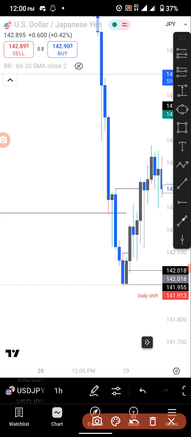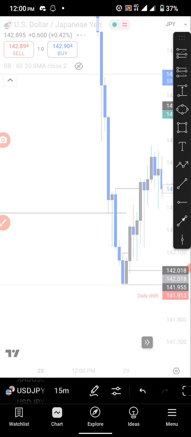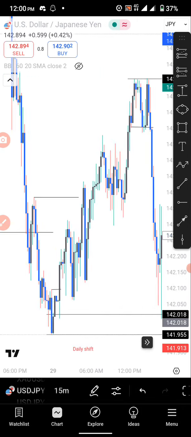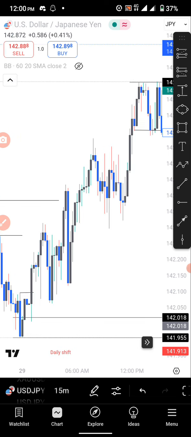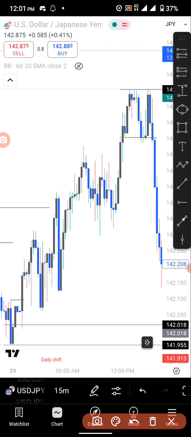So right now we shall shift to M15. M15, are you seeing anything? We have this structure. Can you see it here? We have this shift from there.